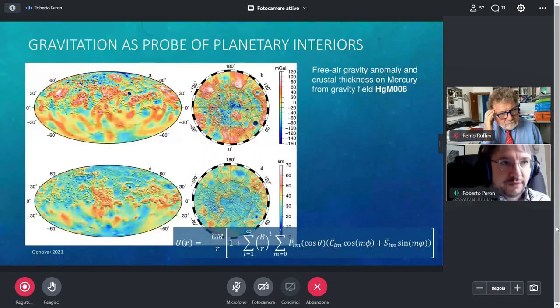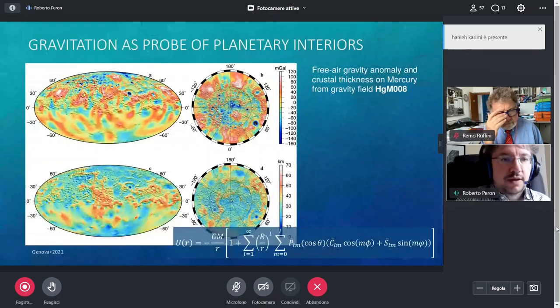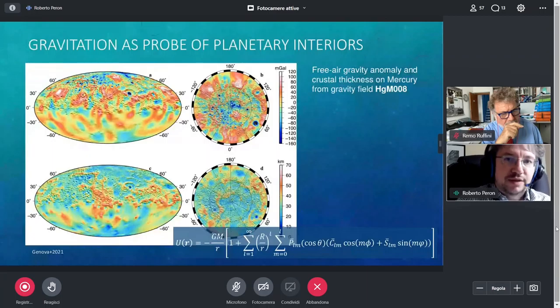From these maps, a host of geodetic and geophysical information can be obtained from the body. For example, as in the case of Mercury, one of the outstanding problems: does Mercury have at least a partially fluid core in order to produce, for example, a magnetic field? Well, this information is very crucial in order to do that.